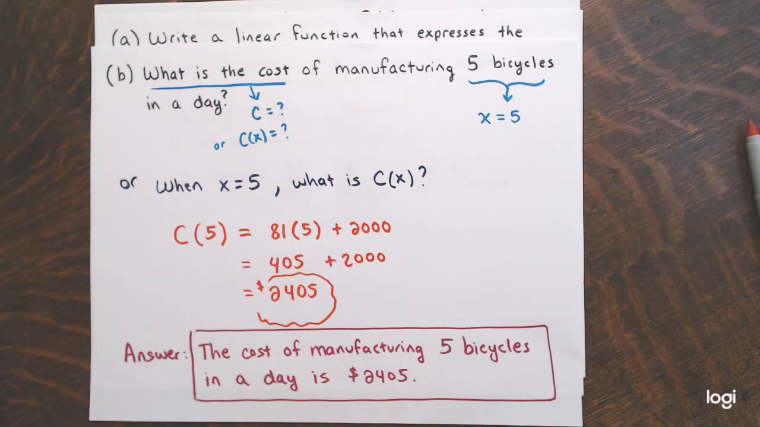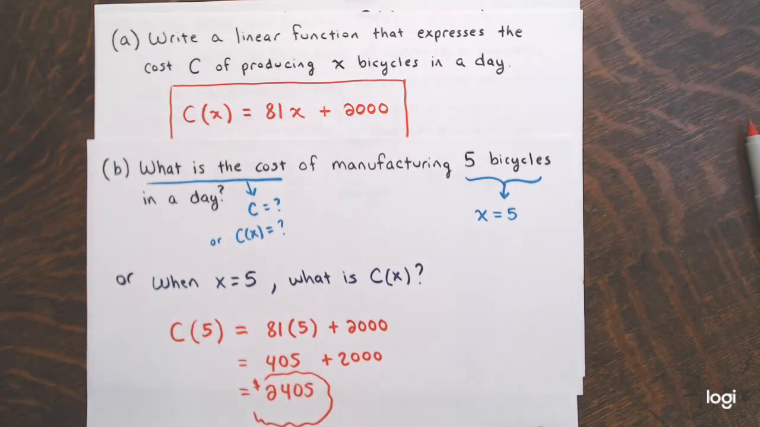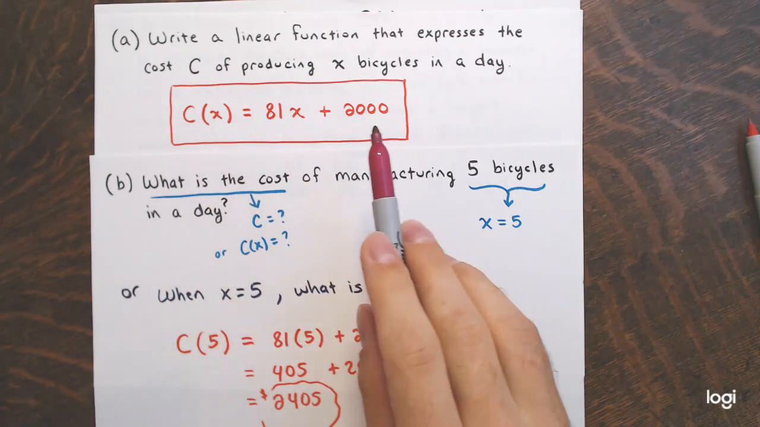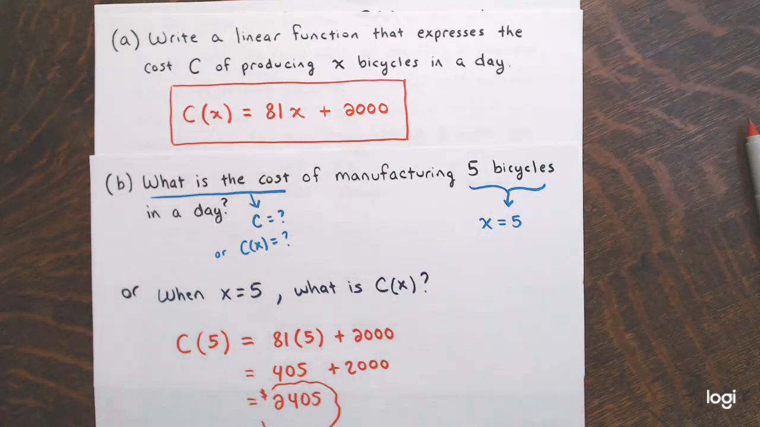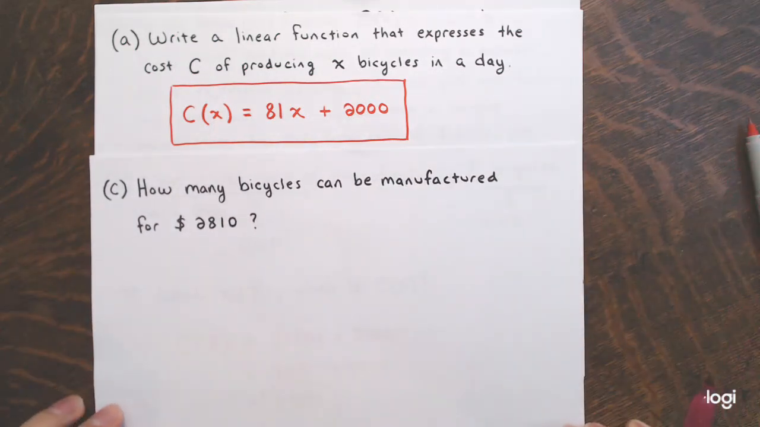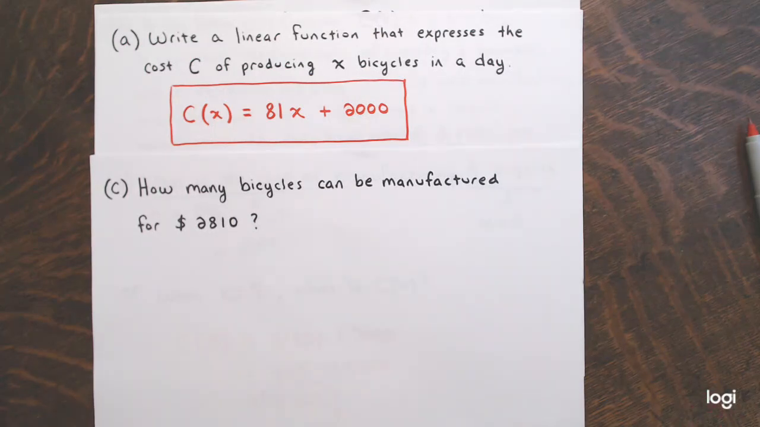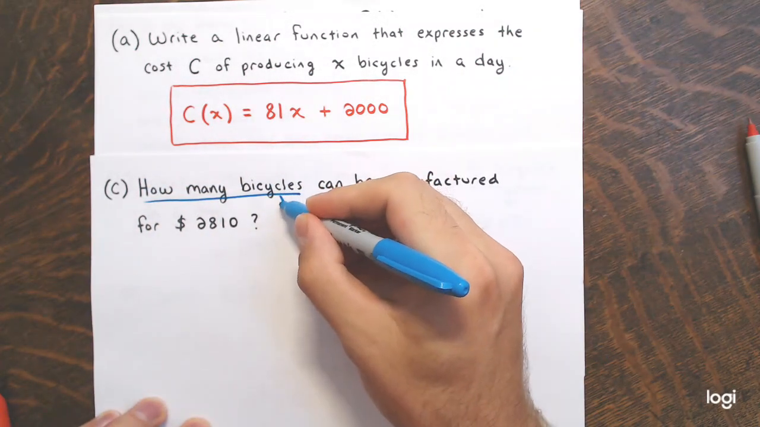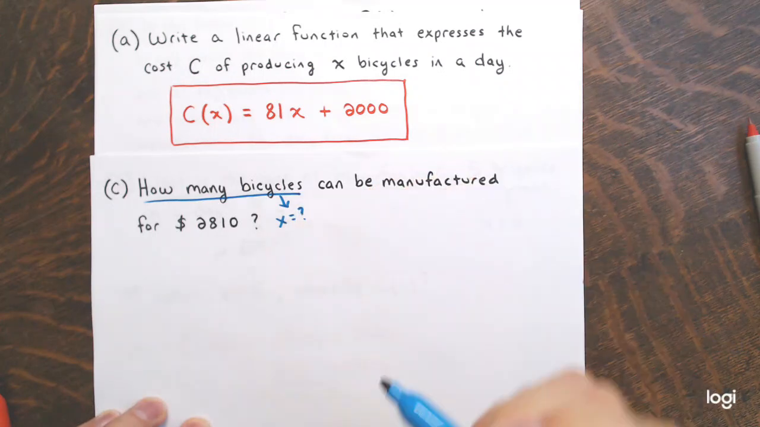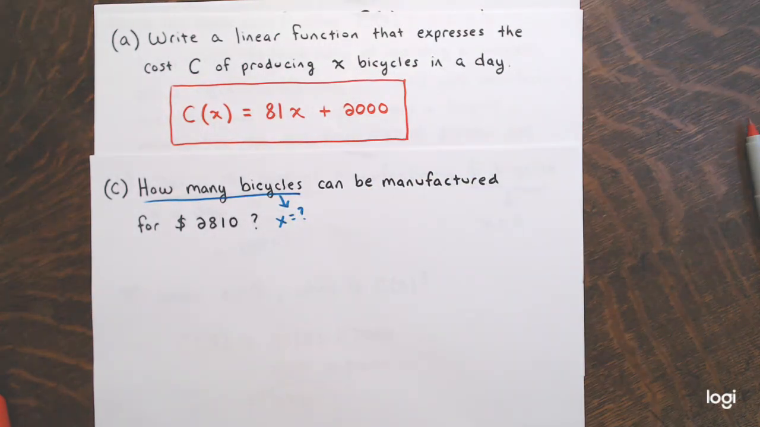All right, next question. Again, using the same model, our linear function for this situation, this C of X equals 81X plus 2,000. And now I'm asked this question in part C. How many bicycles can be manufactured for $2,810? So see the how many bicycles? This is what's X. How many bicycles can be manufactured? I don't know. They don't know the number of bicycles manufactured, and that's what X represents. X was the number of bicycles manufactured in a day.